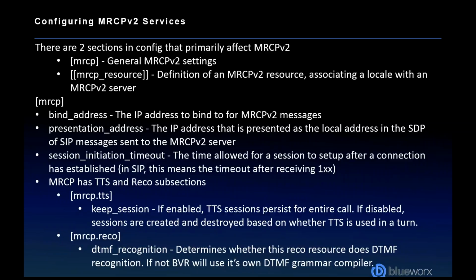Now, there are two sections in the config that affect MRCP. The MRCP section is mostly just default settings, and also the bind address for the MRCP v2 messages. You might want this to be different to some of your other ones, because a lot of the time your MRCP server is on the same network, so you might want to set that as a local IP address so that external things can't connect to it. And then we have the MRCP resource. This is effectively a definition of an MRCP server, and I'll go into a bit more detail about some of the options on the next slide.